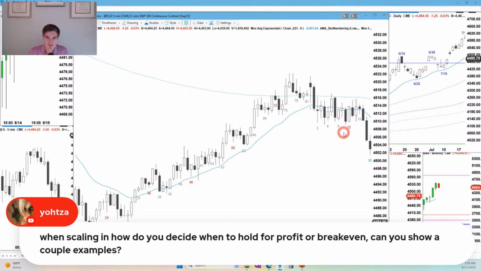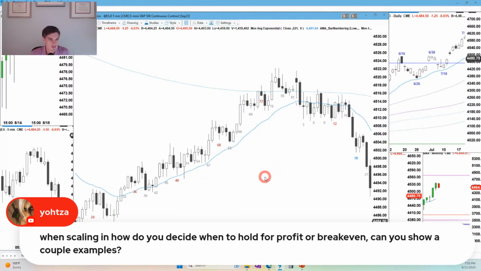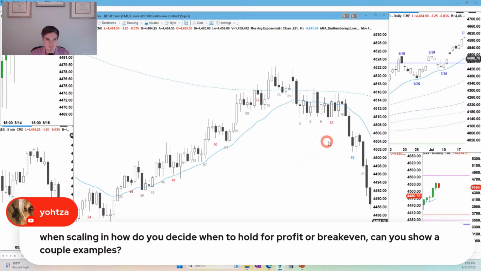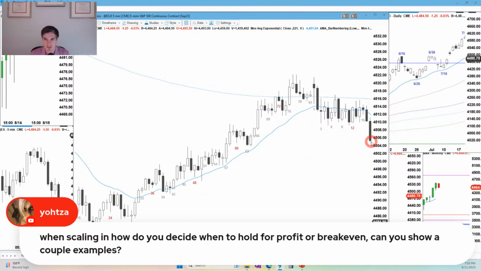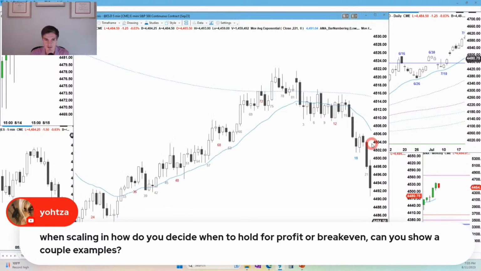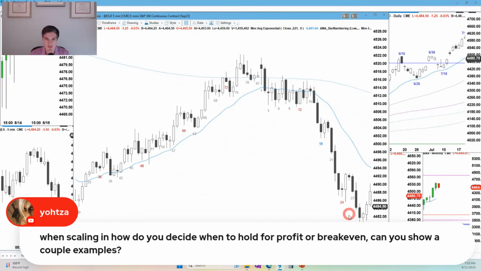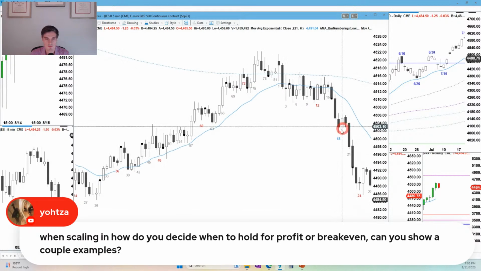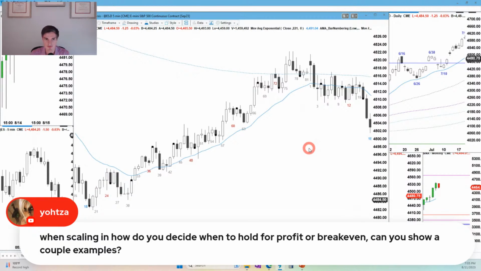When scaling in, how do you decide when to hold for a profit or break even? Can you show a couple of examples? Yeah. So for me, first off, it doesn't matter if I'm scaling in or not scaling in. Risk is risk. If I'm short right here, there's no difference between me being short here and holding all the way down here and me selling down here. It's the same trade.